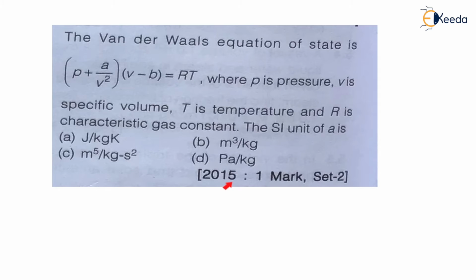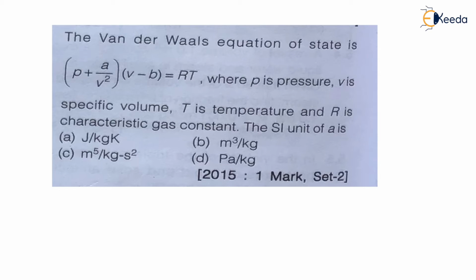The third question in today's lecture, that is a theory question, was asked in GATE 2015 for 1 mark in set 2. The question is, the van der Waals equation of state is given. The van der Waals equation is used for real gases, and is given as (P plus a by V square) into (V minus b) is equal to RT, where P is pressure.